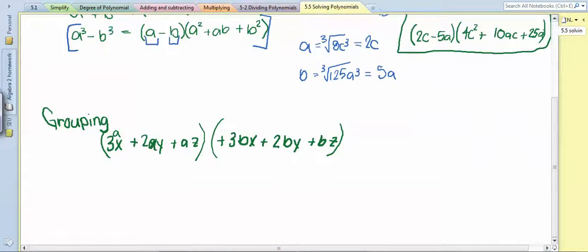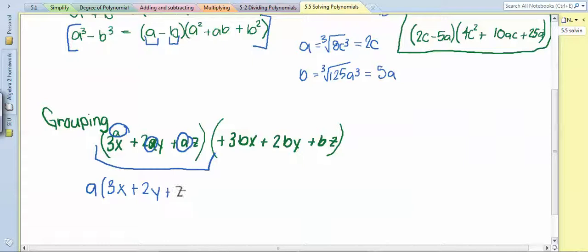So when I'm looking at this first group, I'm going to ignore completely the second group. So I'm just going to look at the first one. And I'm asking myself, do they all have something in common? Well, they all have an A in common. Okay, so I'm going to go ahead and take out an A. So now my problem is going to be 3x plus 2y plus z. So I'm done with the first one because I found the greatest common factor. Now I'm going to look at the second one. Well, the second one, they all have a b in common. So that's the greatest common factor. So it's going to be b, and I'm left with 3x plus 2y plus z.